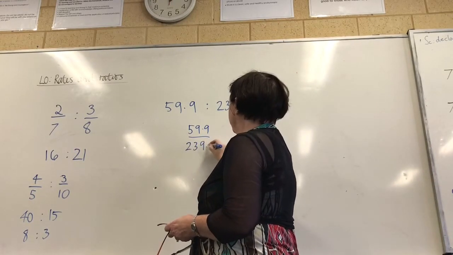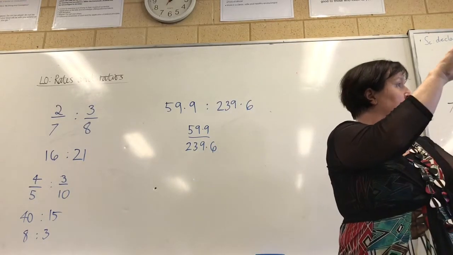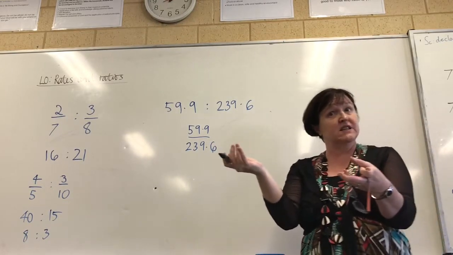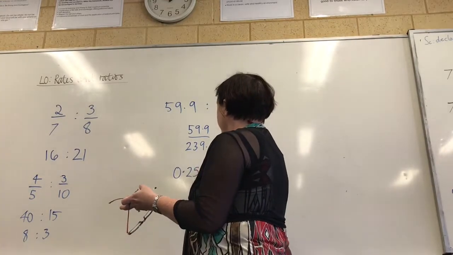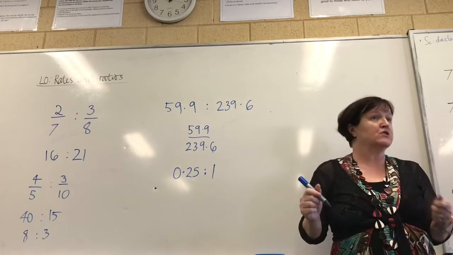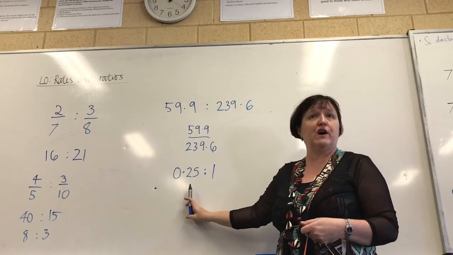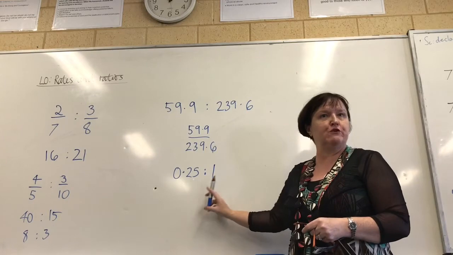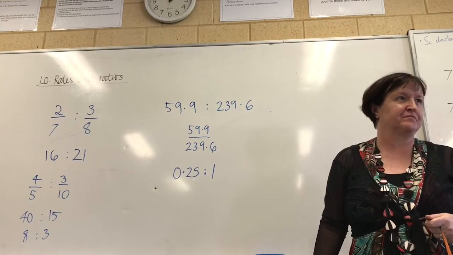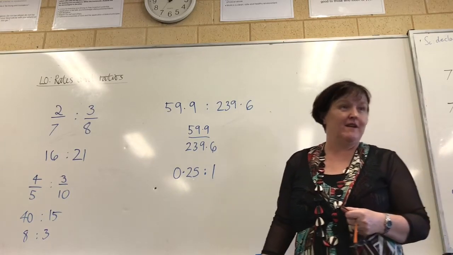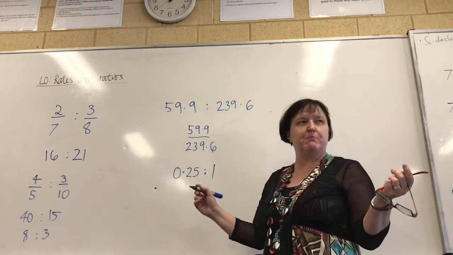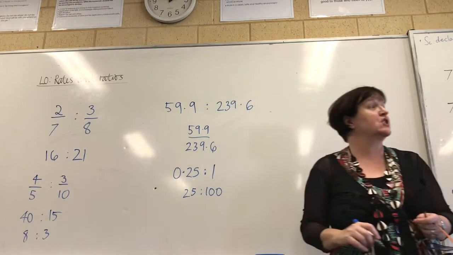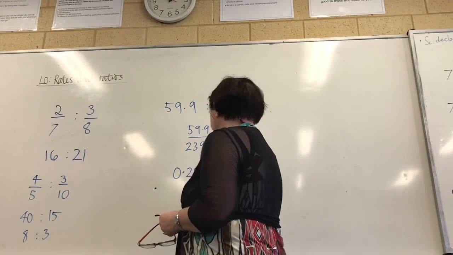59.9 to 239.6. So on your calculator, you would do 59.9 divided by 239.6, which is 0.25. So that means that as a single decimal, that ratio is 0.25, but as a unit ratio, as in something compared to 1, it's 0.25 to 1. What would we have to do with it then? You'd multiply them both by 100, yeah. So it'd be 25 to 100, which simplifies to 1 to 4. That's right. 1 to 4.